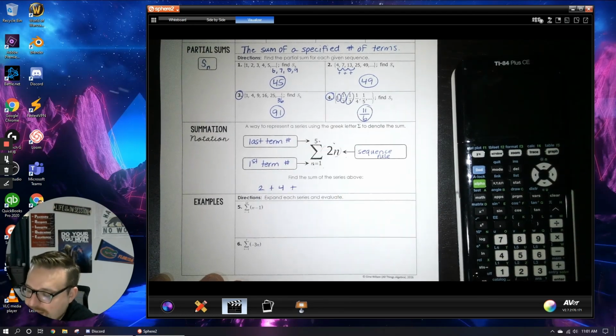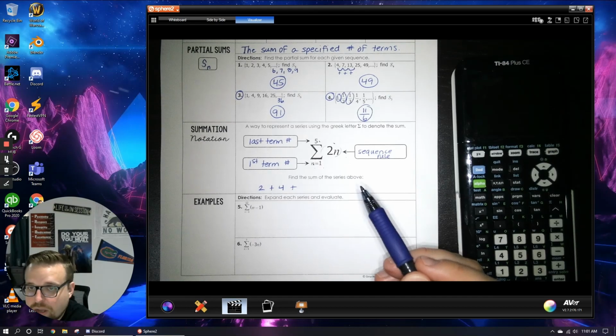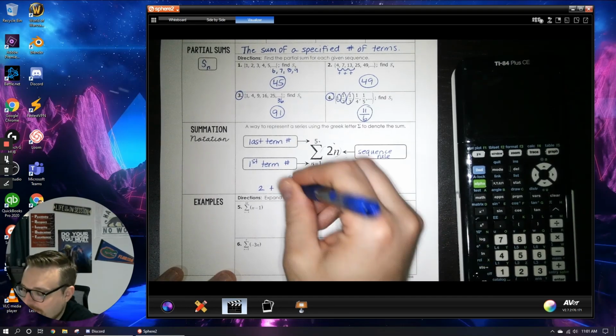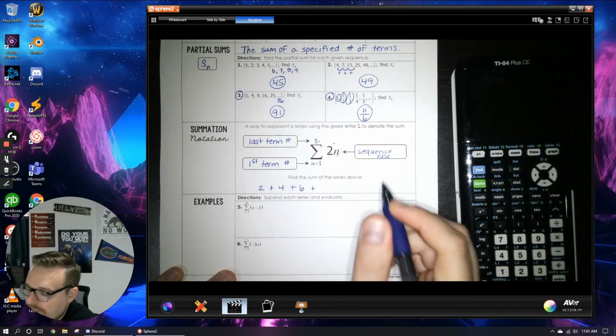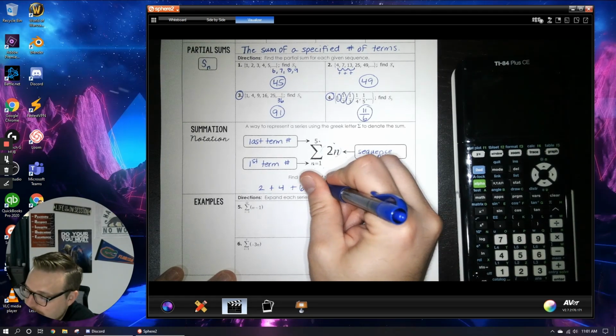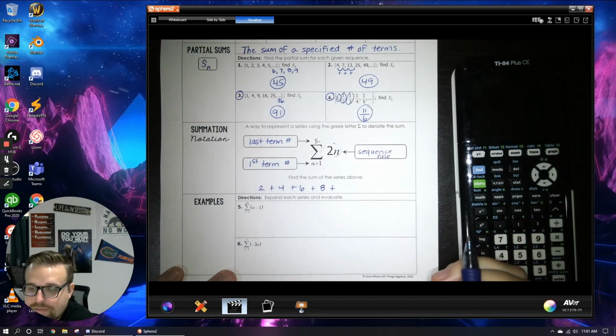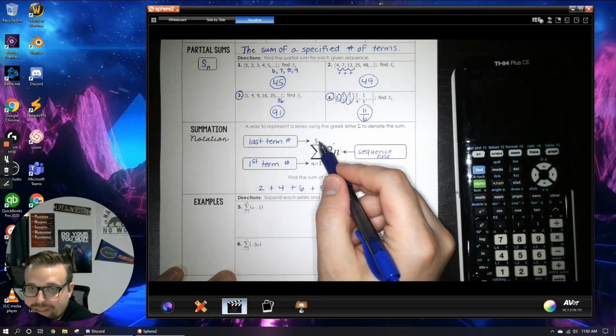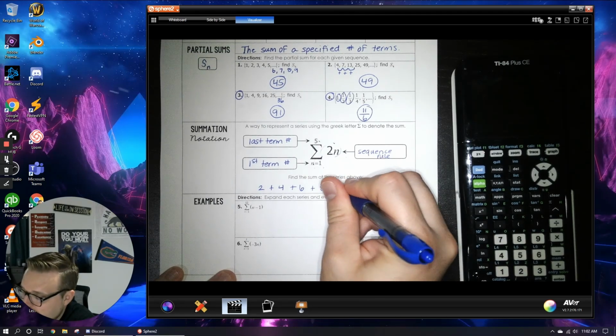Let's find the next term. The next term will be the third term. So 2 times 3 gives me 6. The next term is the fourth term, which is 2 times 4, giving me 8. And then my final term is going to be the fifth term because it's telling me to stop at the fifth term. So 5 times 2 is 10.